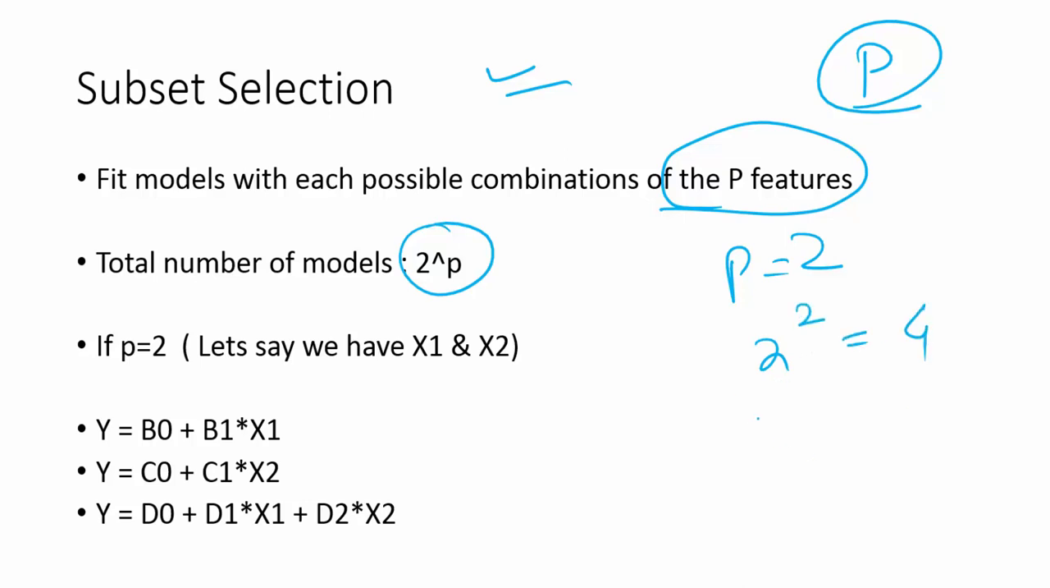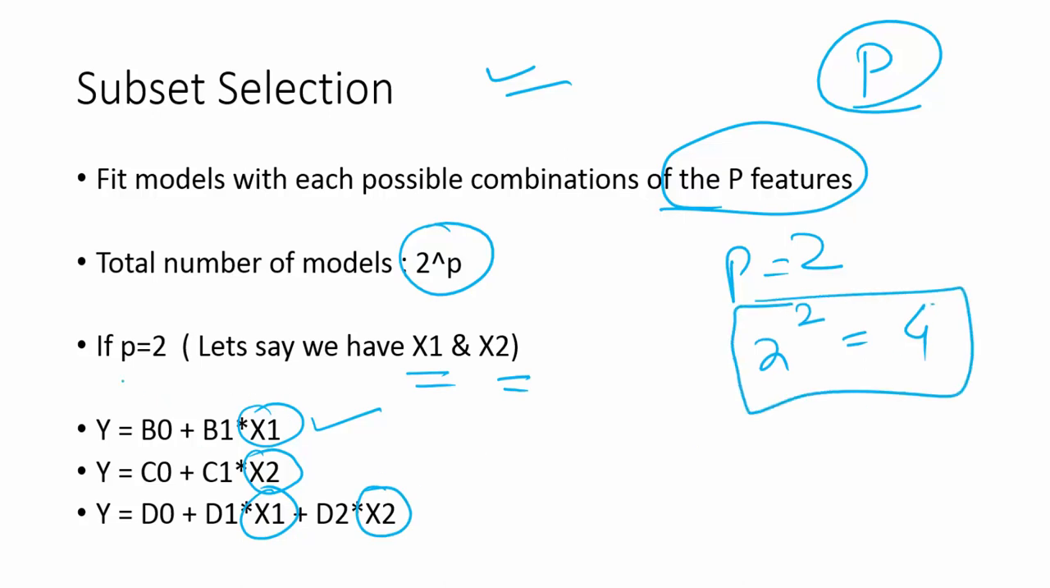So the idea is to use every combination, right? So the first model has only x1 as the predictor, the second model has only x2 as the predictor, and the third one has x1 and x2 as the predictors. So that's 3 models. We ideally should have 4 models. Well, the fourth model is nothing but only the intercept. Okay, so it's just a mean intercept.